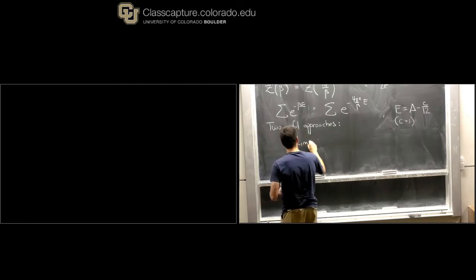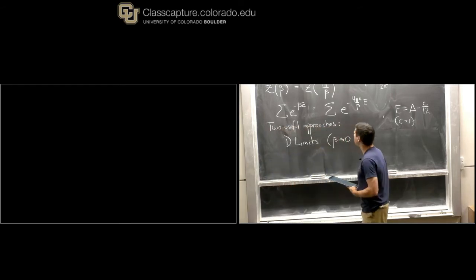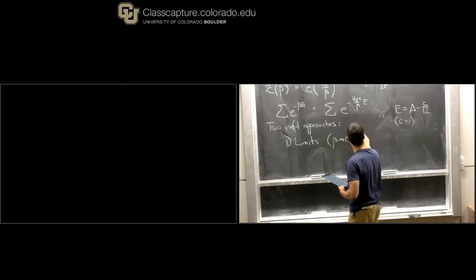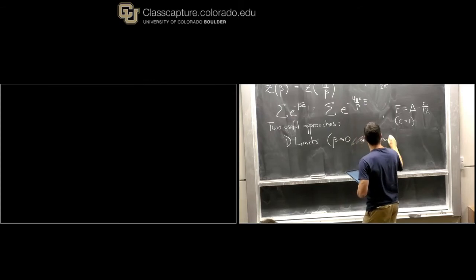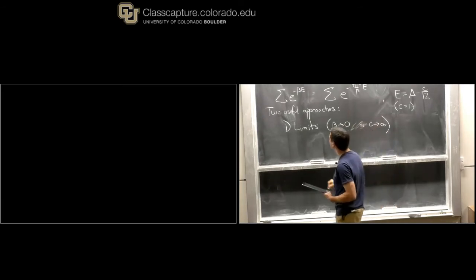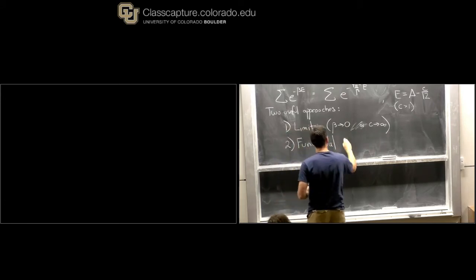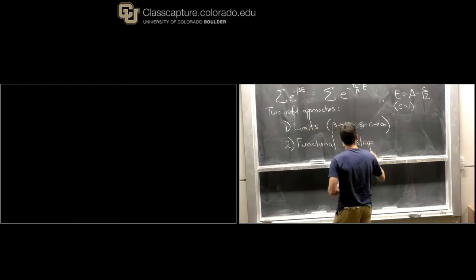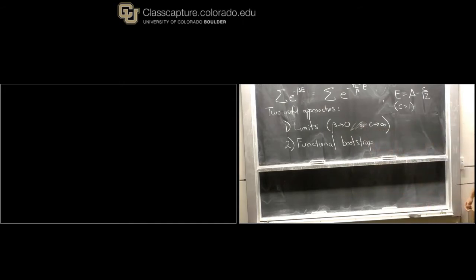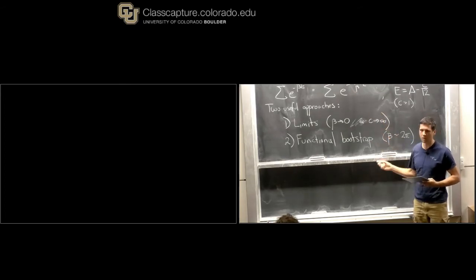The first is to take limits. Some useful limits here are beta goes to 0, or central charge goes to infinity. And the second approach is what I call the functional bootstrap. This is sometimes called the numerical bootstrap, but it's not necessarily numerical. But this is what people are doing when they do numerics. And as we'll see, this is roughly speaking an expansion around the self-dual temperature, beta equals 2 pi. Although this expansion in some cases can be done to all orders, in which case it's not really an expansion at all. It's really just a study of the full properties of this crossing equation.